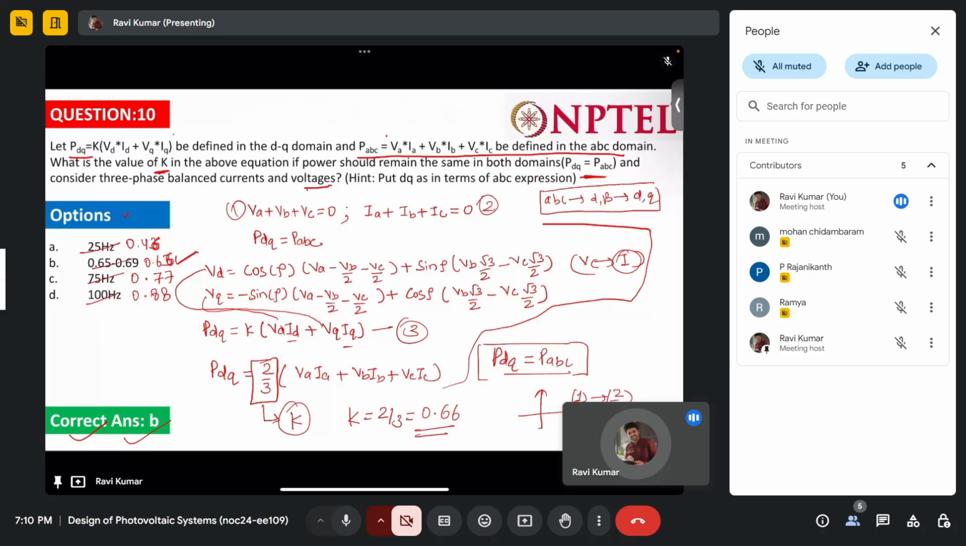So in this particular lecture, there are only problems based on the conversion of one coordinate system to another coordinate system, and that too depends on the matrix. If you know the matrix, you can solve them easily.